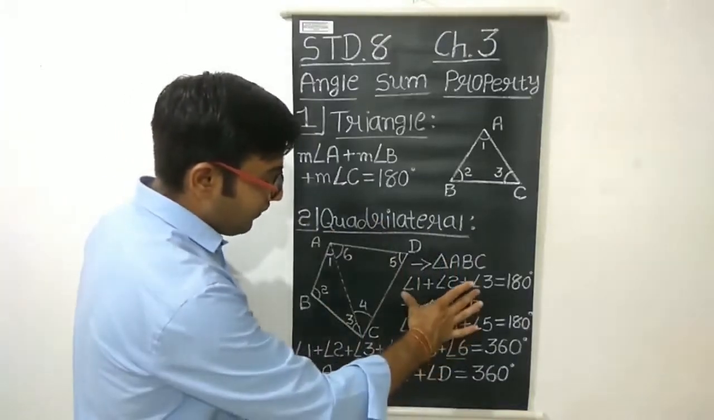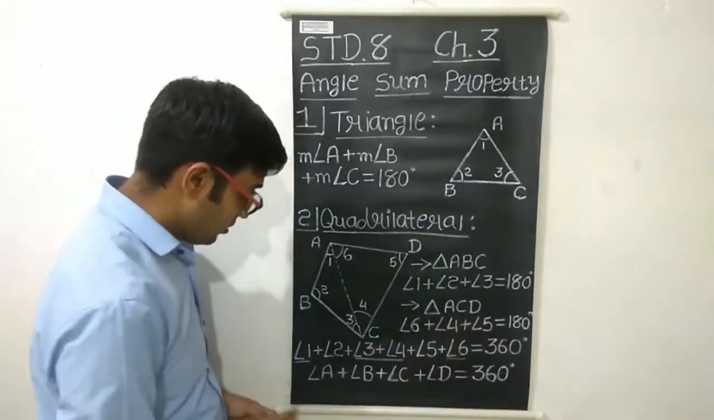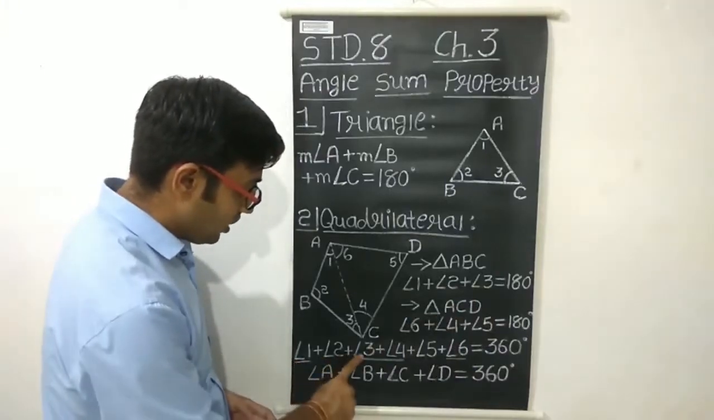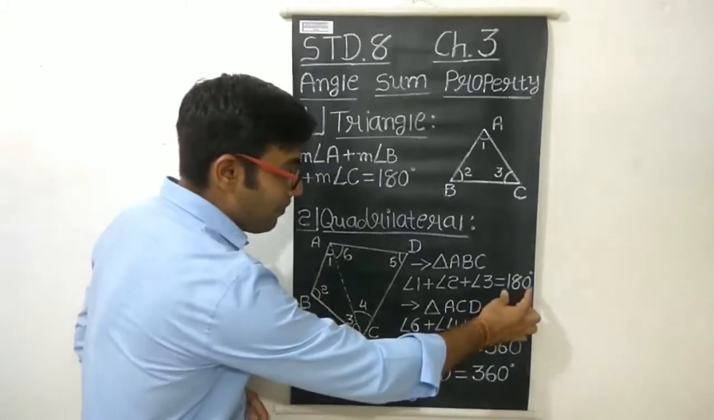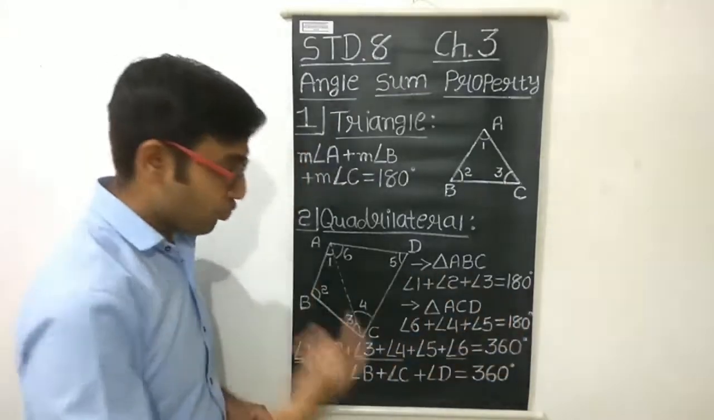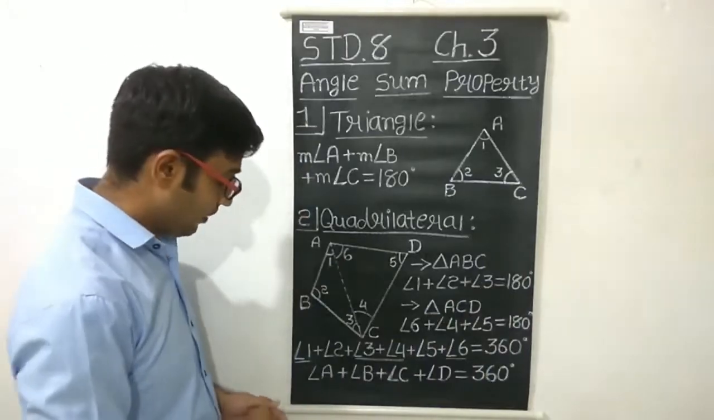So here on the left hand side there are angles 1, 2, 3, 4, 5, 6. So here I have written down 1, 2, 3, 4, 5, 6. All are the angles. And on the right hand side what will happen? 180 plus 180. So the total is equal to 360 degrees.